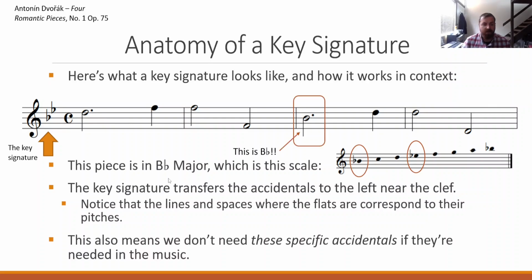This also means, and this is very important, that we don't need these accidentals if they're in the music. So for instance, we start off on D, go up to F, down to F. This is a B flat. We know that because it's in the key signature.